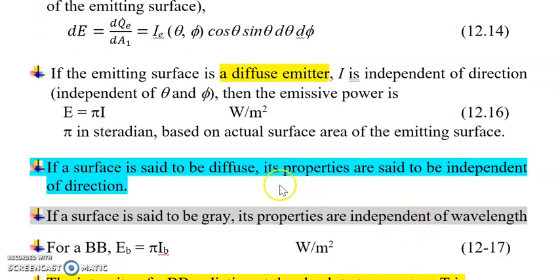What does it mean to be a diffuse surface? A surface which is diffuse has its properties independent of direction. Now, if the surface is said to be grey, its properties are independent of wavelength.